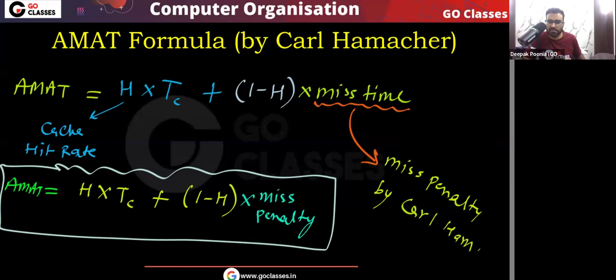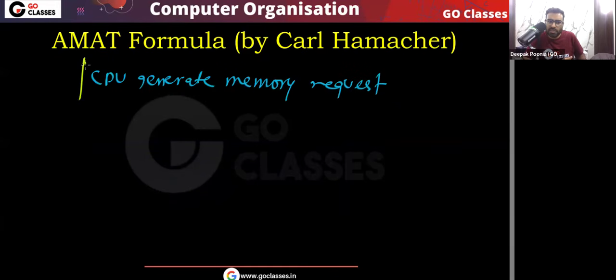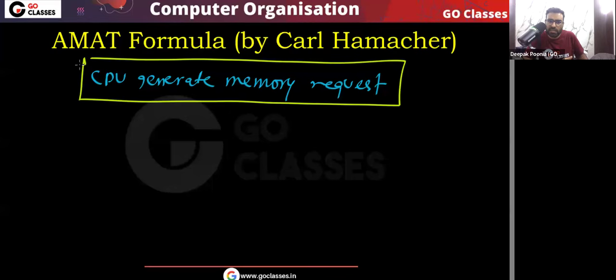Very simple. The same formula we can get logically also, because remember, initially the CPU will generate the memory request. Now when the CPU has generated a memory request, first we will go to the cache memory. Either there will be a hit or there will be a miss. So you can see there are two cases: either there will be a cache hit or there will be a cache miss.